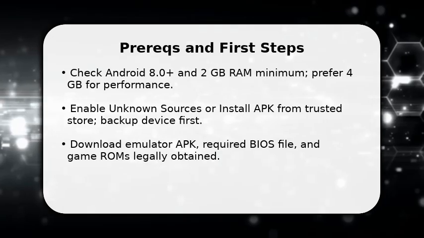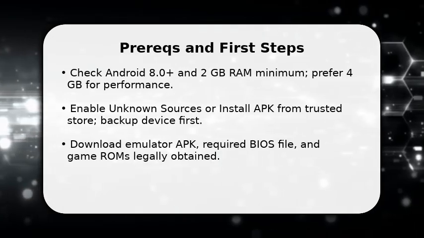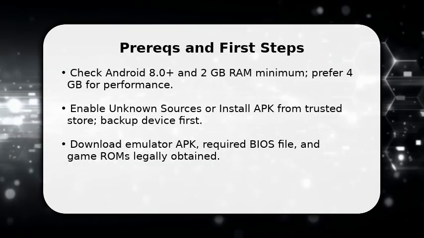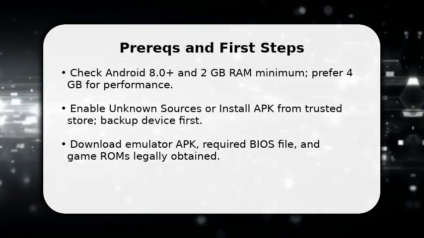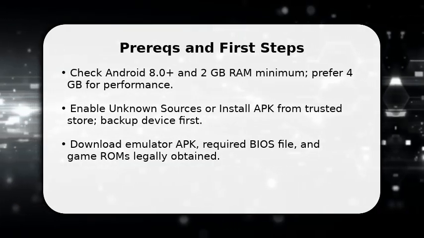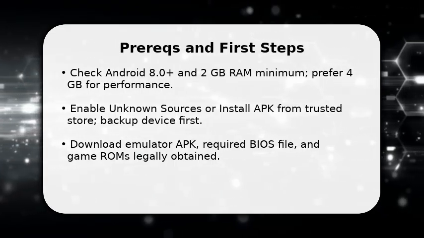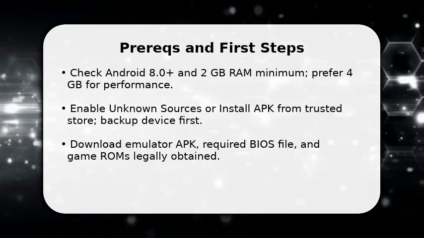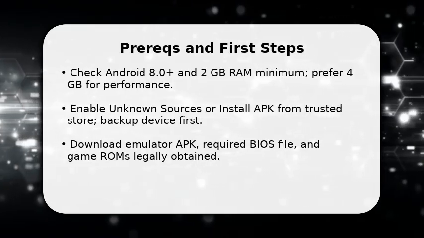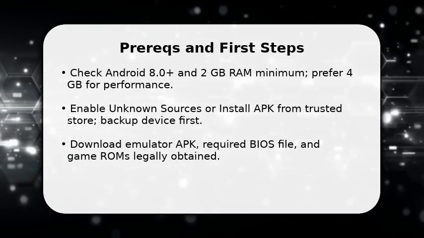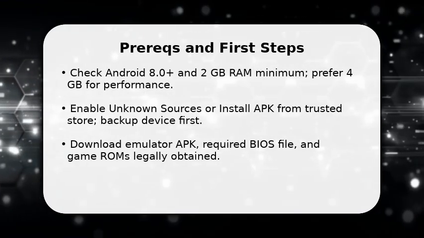Enjoy the video. You start by confirming your phone meets specs, Android 8.0 or higher and at least 2 GB RAM, faster CPUs help. Once done, enable installation from unknown sources or use a trusted store so the APK can install. You should also obtain the Emulator APK, the console BIOS that the emulator needs, and legally sourced game ROMs.